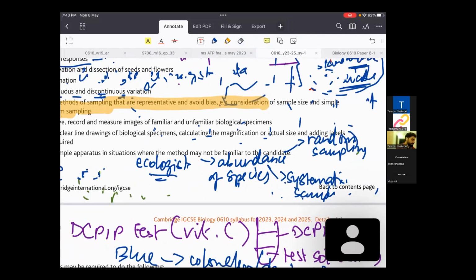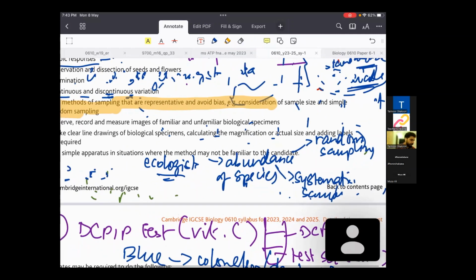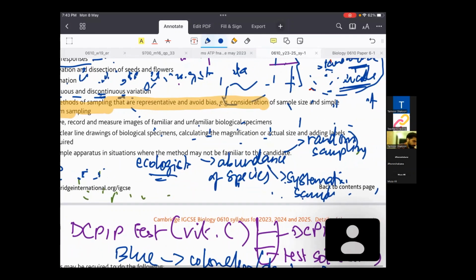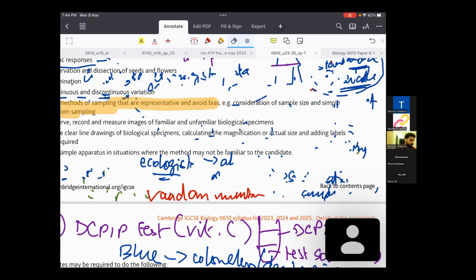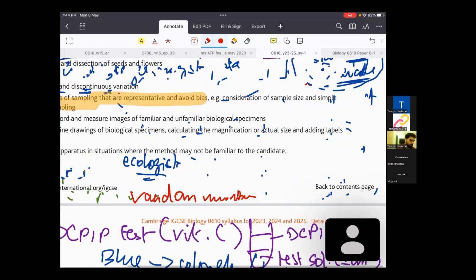Without bias means that you have a scenario where you're using, and I'm writing the name here, an app maybe, or a device called a random number generator. A random number generator is supposed to give you a specific number so that you can count which particular specimen you have to take for the test. So for example, if you have divided your ground into 100 small squares, right? Each of them, let's say, being 1 meter by 1 meter in length.